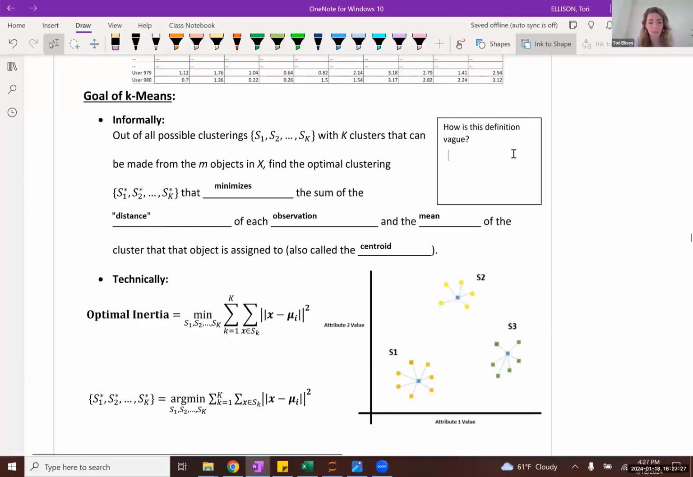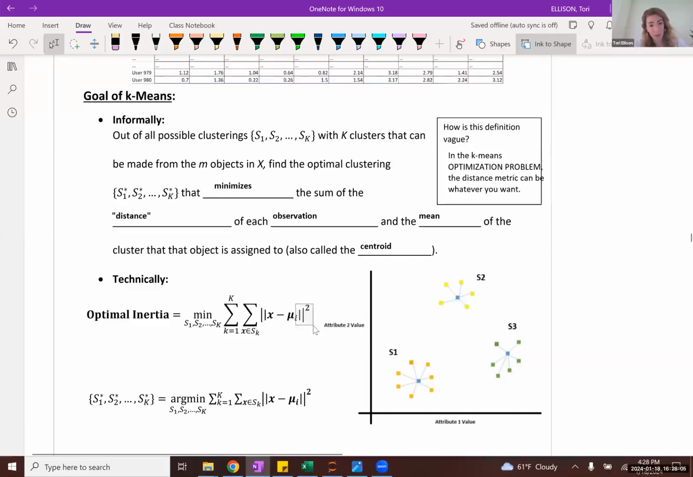Exactly. So how do we define distance? Now, I'll say this first. In the k-means optimization problem in particular, the distance metric can be whatever you want. Okay. Now, when we introduce the k-means clustering algorithm, or what's more formally known as Lloyd's algorithm, we actually need to get more specific about what distance metric we're using.